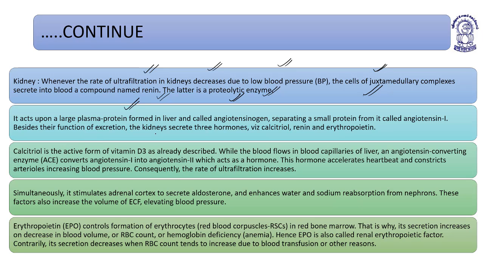Besides their functions of excretion, kidneys also secrete three hormones: calcitriol, that is vitamin D3, renin, and erythropoietin. Calcitriol is an active form of vitamin D3 as already described. While the blood flows in the blood capillaries of the liver, the angiotensin converting enzyme converts angiotensin 1 into 2, which acts as a hormone. The hormone accelerates heartbeat, causes vasoconstriction and increased blood pressure. Consequently, the rate of ultrafiltration increases. So to increase GFR, this process is done.